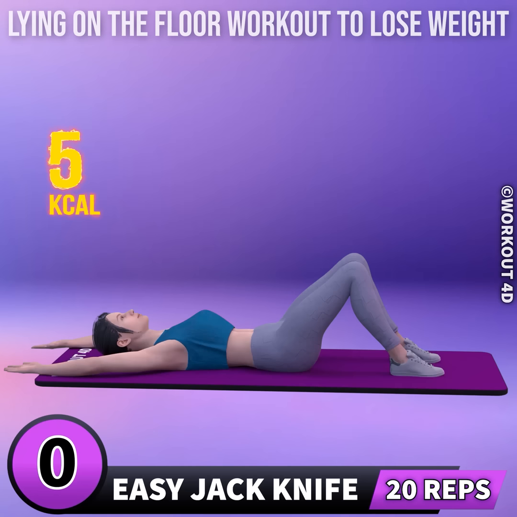Next exercise is jackknife. In 3, 2, 1, go.